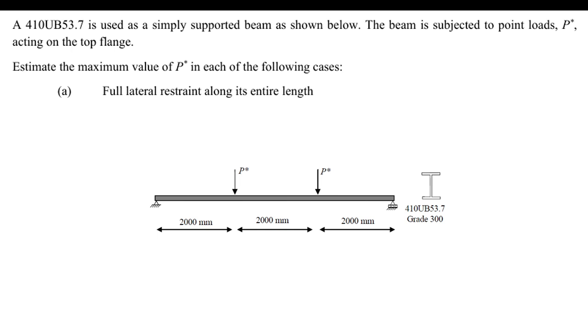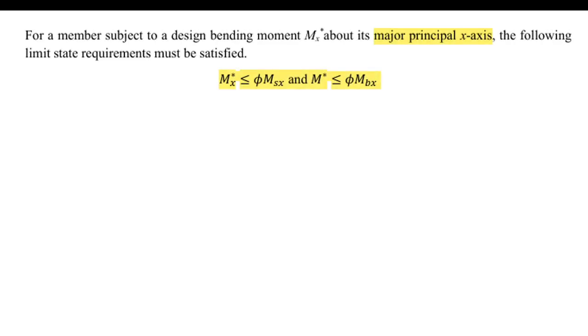Before solving this problem, let us understand the procedure to find out this maximum capacity. The maximum capacity in terms of design bending moment can be found out using this equation, as given in AS 4100. So M*x should be less than or equal to φ Msx, and M* should be less than or equal to φ Mbx. So what is this Msx and Mbx?